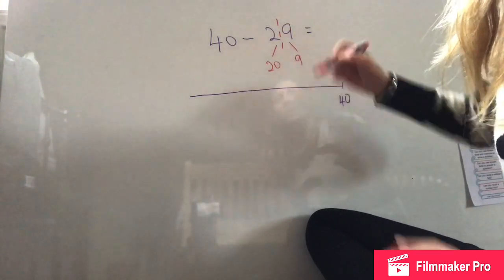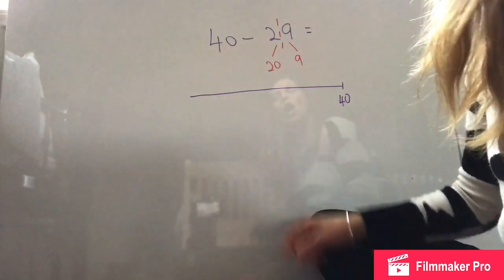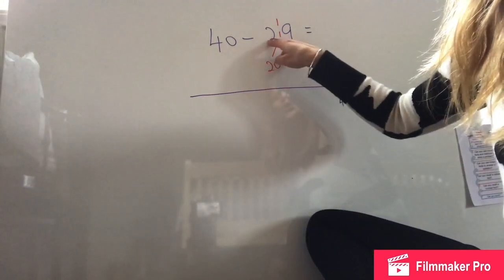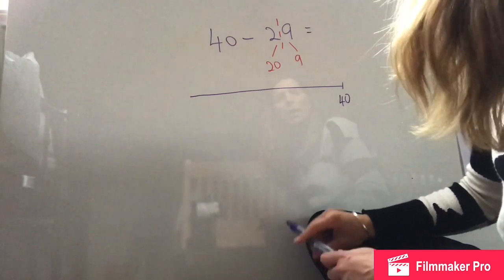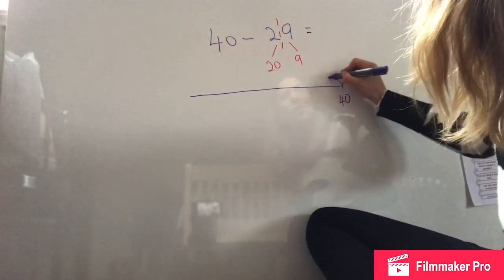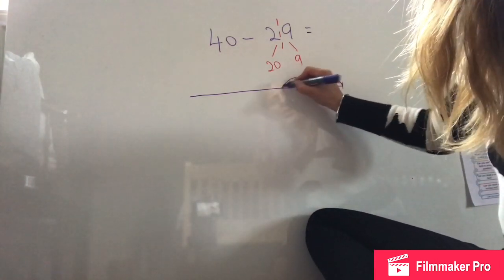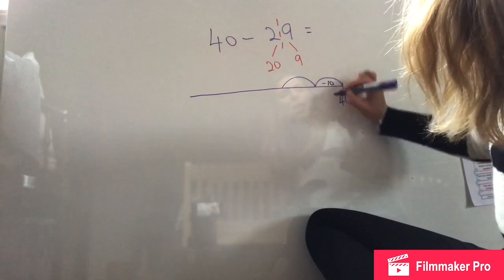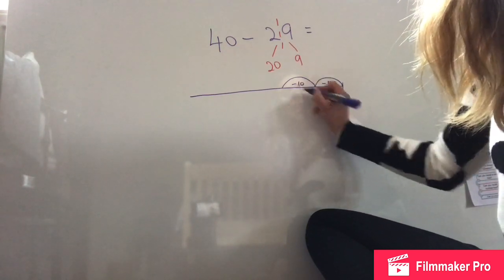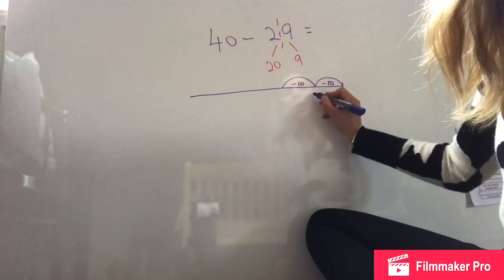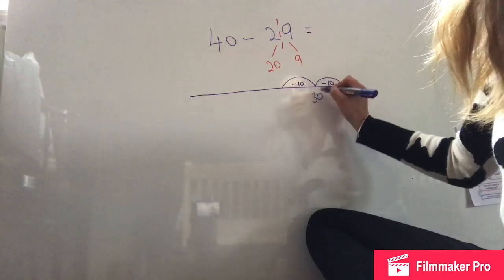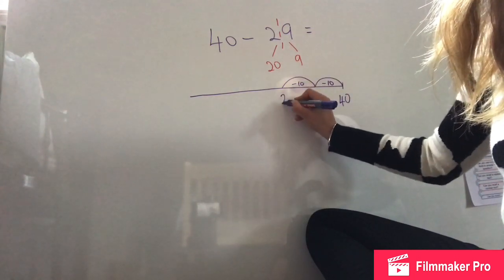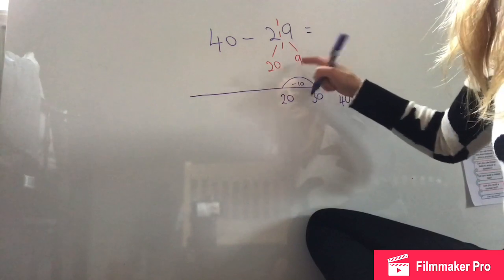20 and 9. Now I know that there are 2 10s in 20. So I'm going to jump back 1 10, 2 10s. Take away 10, take away 10. So 40 take away 10 is 30. 30 take away 10 is 20. Then I've got 9 to do.